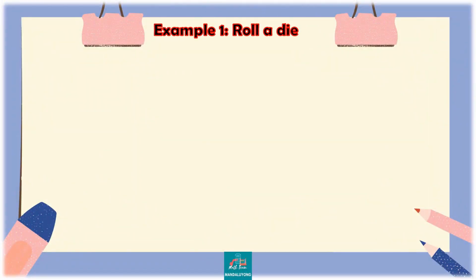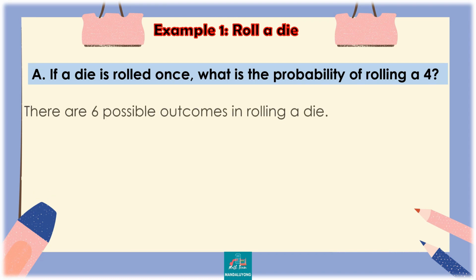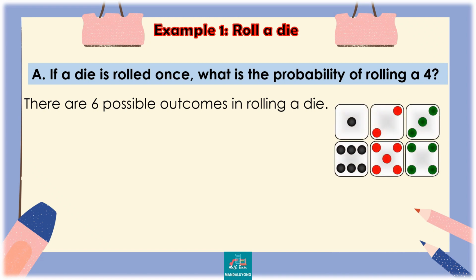Let us have this example. Example 1, roll a die. If a die is rolled once, what is the probability of rolling a 4? Tandaan natin that there are 6 possible outcomes in rolling a die. 1, 2, 3, 4, 5, 6.